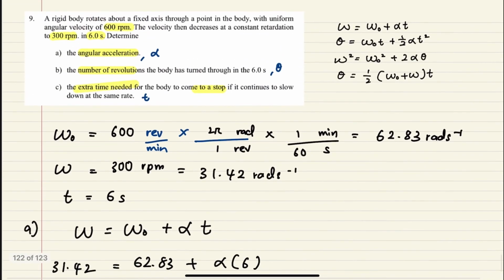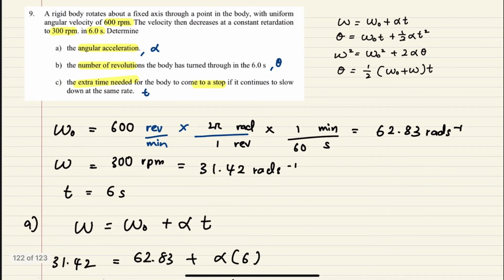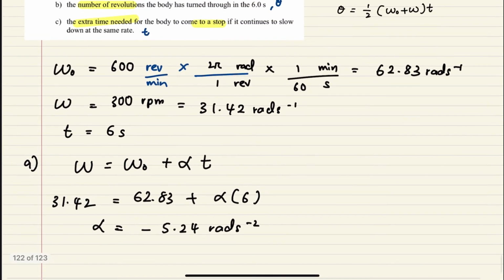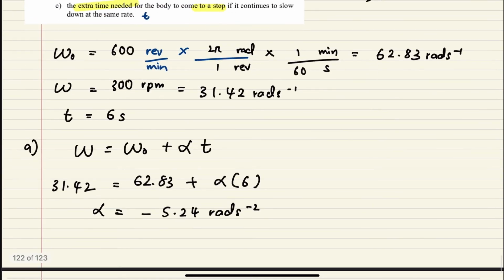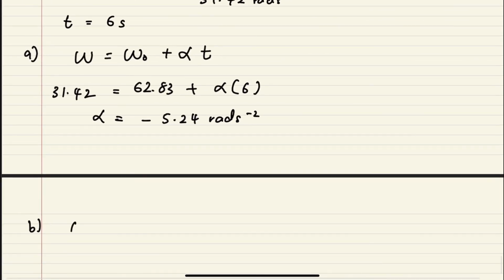Okay, for the next question, B, the number of revolution the body has turned through in 6 seconds. So basically the question is to find theta. Again, you can use any of these formula. Maybe you can use the last one, or the second one if you want to. You have enough information to use any of those formula. So the last formula is theta equals half omega plus omega naught, times t.